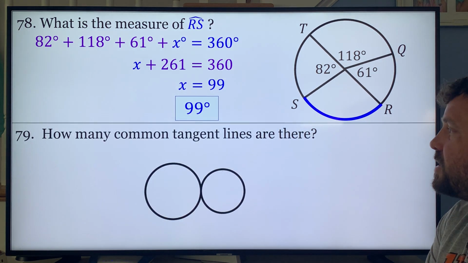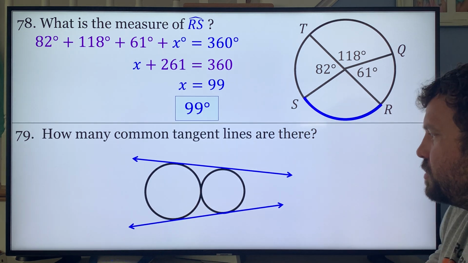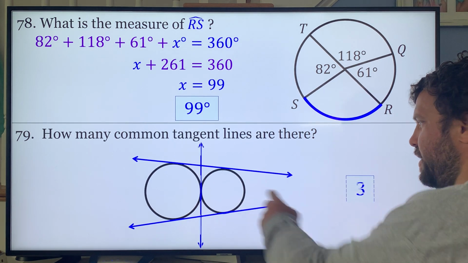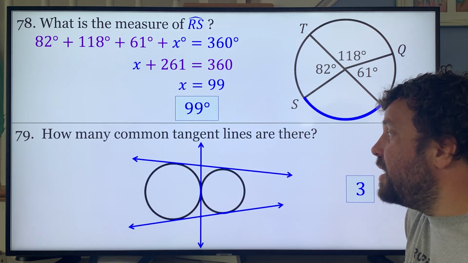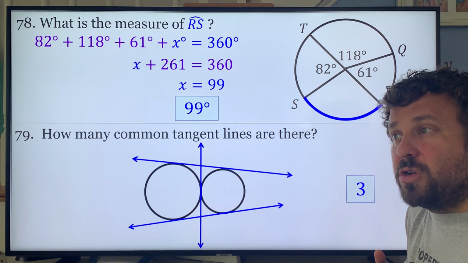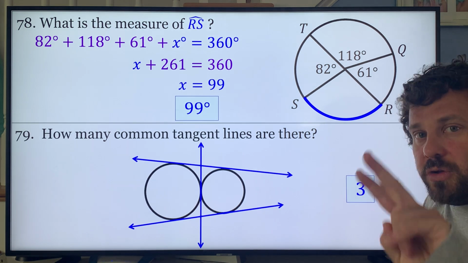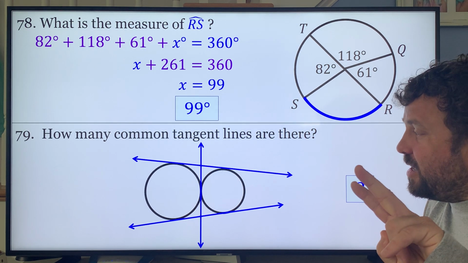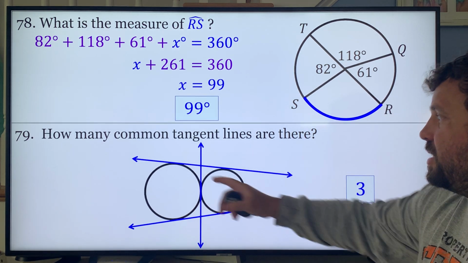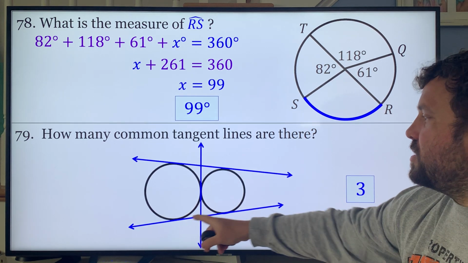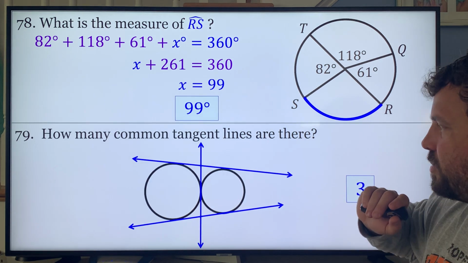How many common tangent lines are there? Well, 1, 2, 3. So there's 3. In case you guys forgot what a common tangent line is, a tangent line is a line that hits a circle in one place. If you have two circles, a common tangent line is a line that hits both circles, each in one place. So it hits each one of these circles in one place. All right?